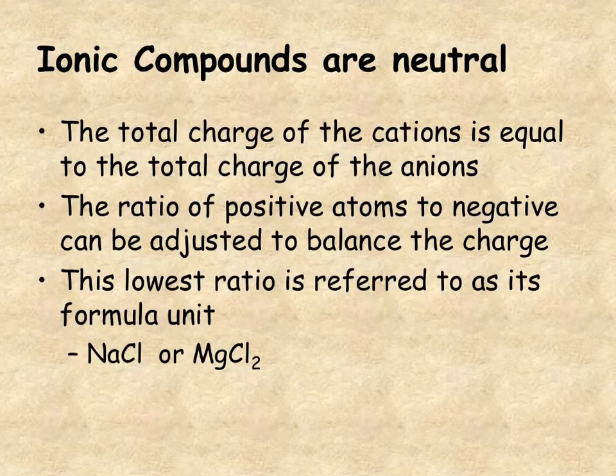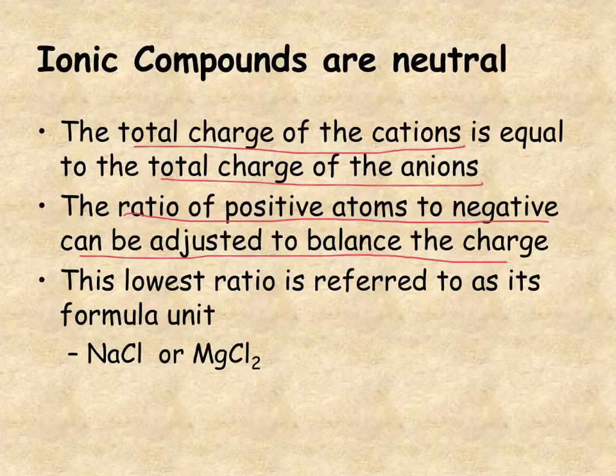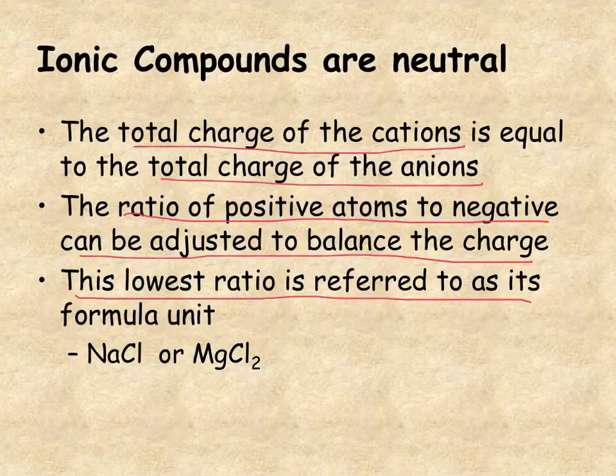Okay, so you have to remember that even though ionic compounds are made up of ions, which are held together by electrostatic forces, the overall net charge on the compound is neutral, right? Because the total charge of the cations is going to be equal to the total charge of the anions. And we adjust the ratio of the positive ions to the negative ions to make sure that we can balance the charge. And then the lowest ratio is referred to as its formula unit, right? So the formula unit for sodium chloride is NaCl, and magnesium chloride is MgCl2.